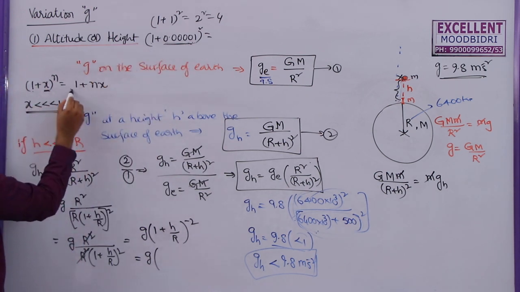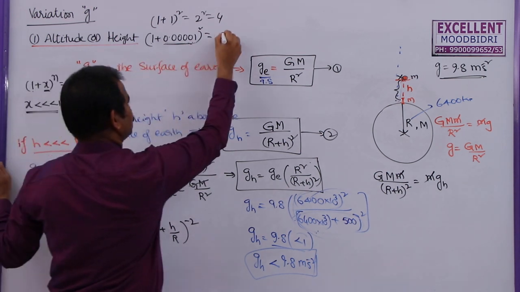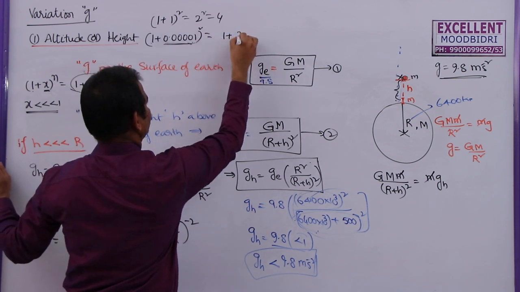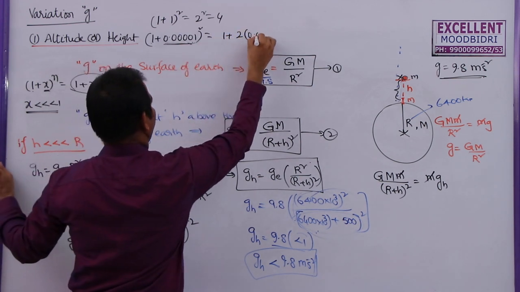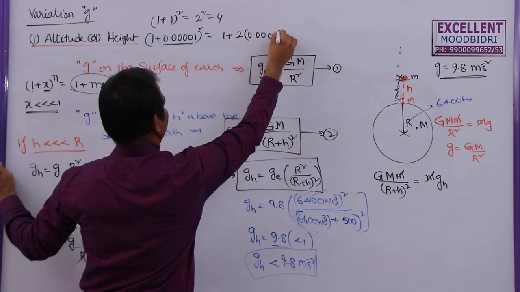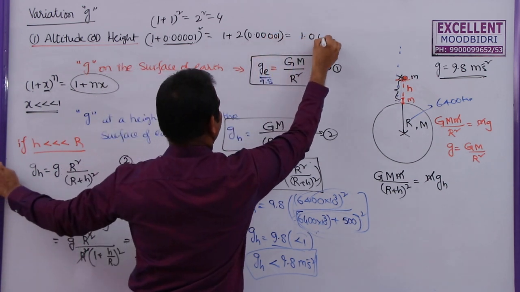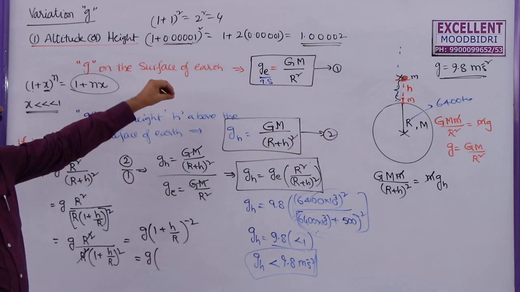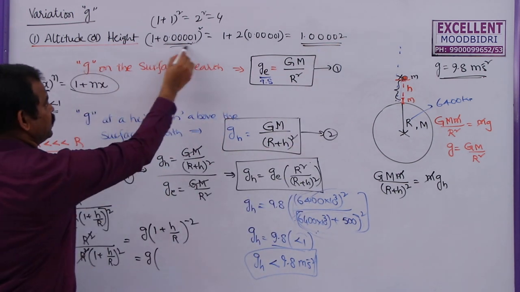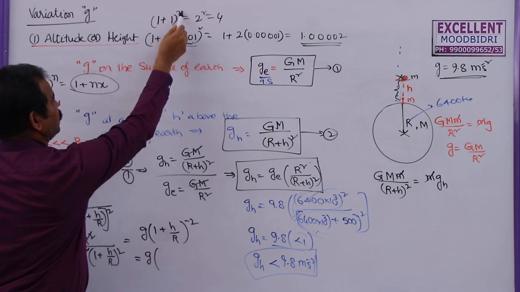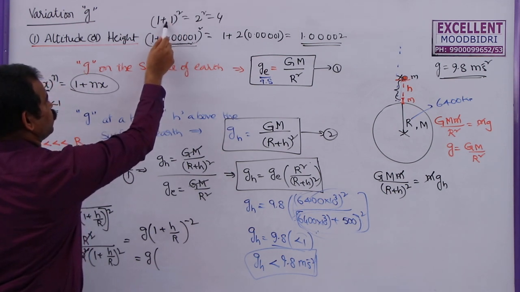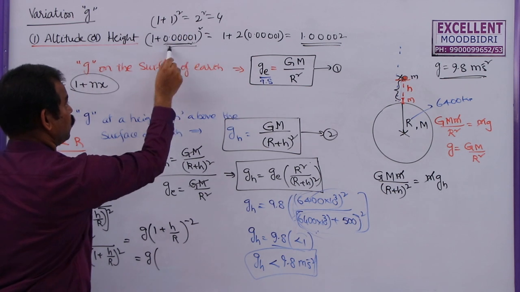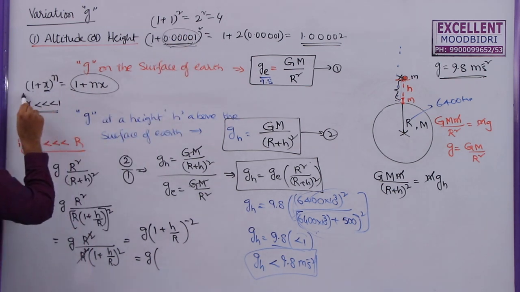So now directly you can write this as 1 plus nx. So this is 1 plus n is 2, x is this value 0.00001, which is equal to 1.00002. So you can use this binomial approximation only if this value is very small. Suppose if it is 1, you cannot write 2 into 1, 2 plus 1, 3. That is wrong. Only if this value is very small. So please remember this.